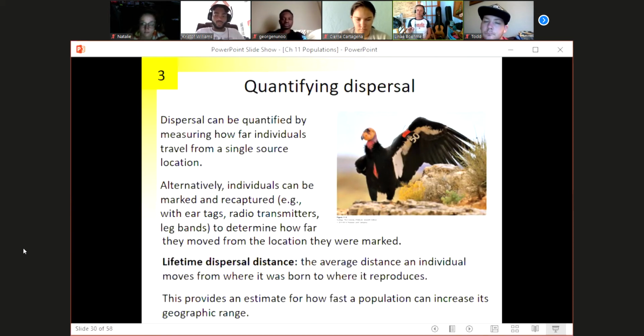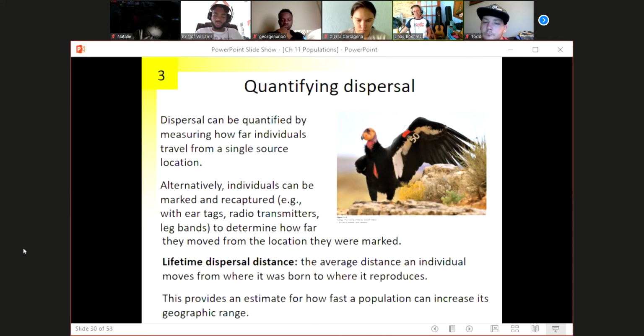However, with leg bands, you have to catch that bird again. It's not usually easy to see if you're just looking at the bird on the branch. But when you're trying to quantify how far these organisms go, how far do we have to extend our protection for salmon or for tuna? You're looking at their lifetime dispersal distance from where it was born to where it was reproduced, or in this case, where it was tagged.